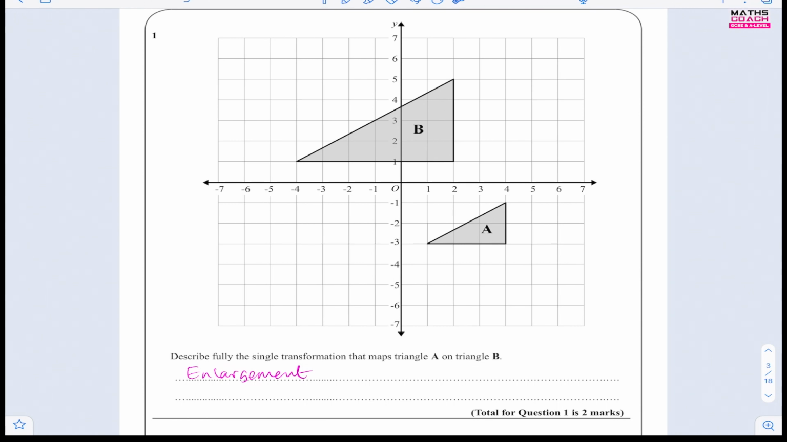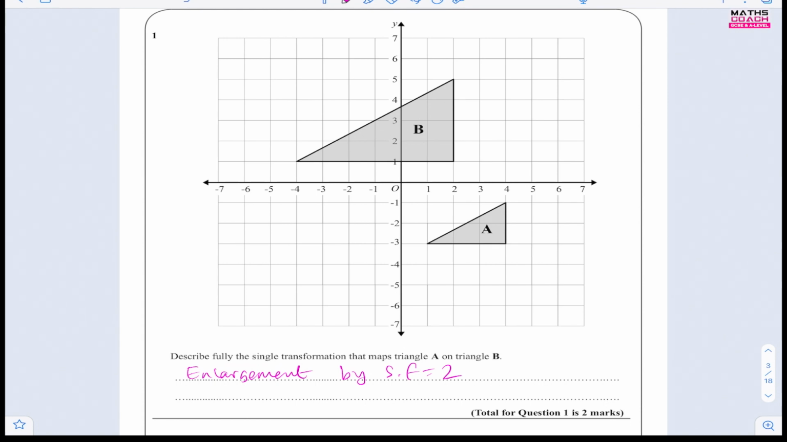Now to find the scale factor, very easy, we can just take one of the sides here and compare it to the other side. So we know that we have 2 squares here and we have 4 squares there. So therefore 4 divided by 2 is 2. So the scale factor is 2.